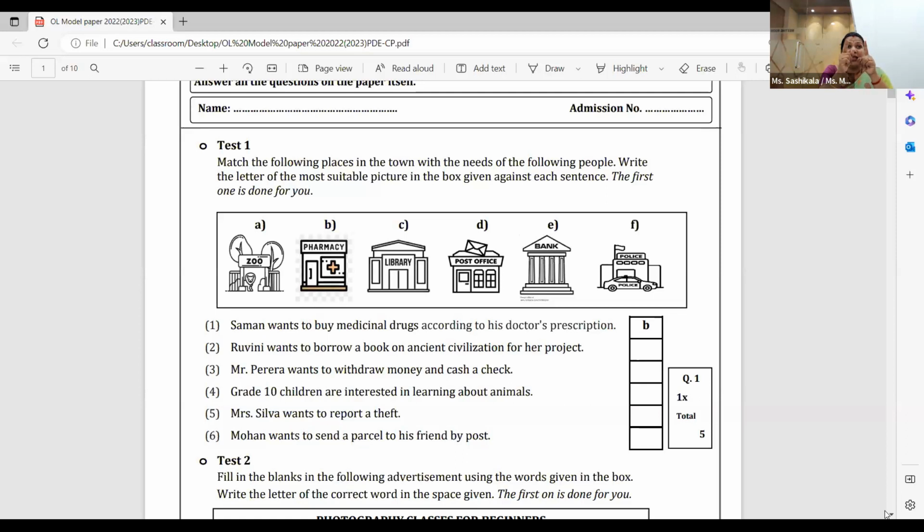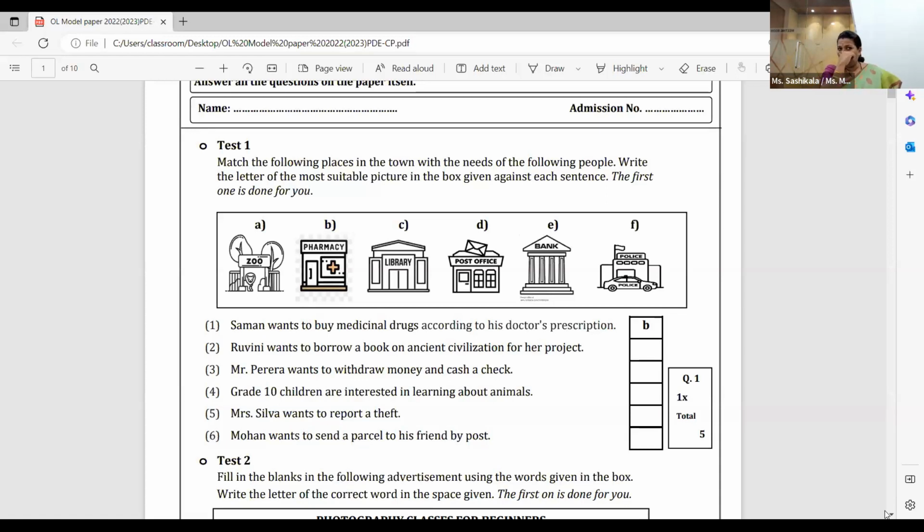Now see, they have given you places in the town. These places are very familiar, and they have not given the names, but you can see. In the very first picture, they have written in small letters, zoo. The next one is a pharmacy. The third one is a library, then post office, bank, and the other one is a police station. So these are the pictures.